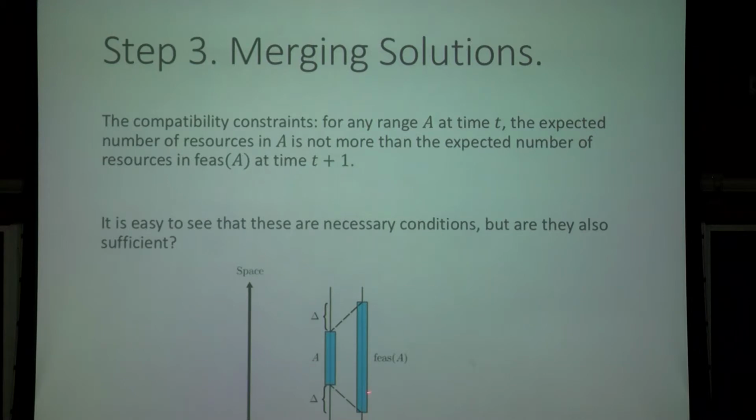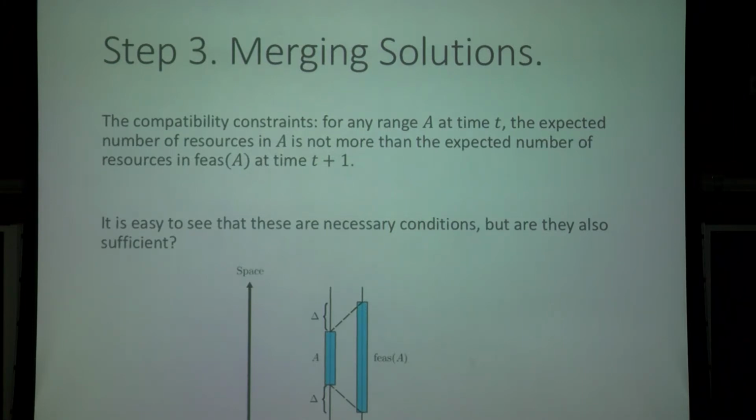So what it means is that this feasibility region specifies all the positions that are accessible from A, right? So if a target is at A at time t, then it definitely will be in the feasibility region of A at the next time. So the expected number of resources in A should not be more than the expected number of patches in the feasibility region of A. So it's easy to show that this is a necessary condition. But the problem is, is it really sufficient? Having this constraint, could we be sure that the solution of the LP is actually optimal?